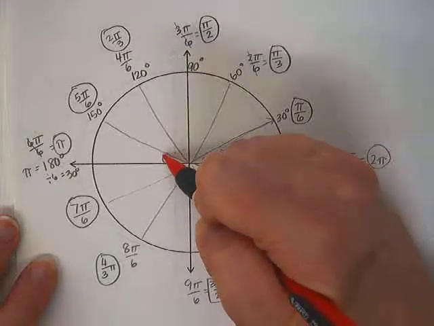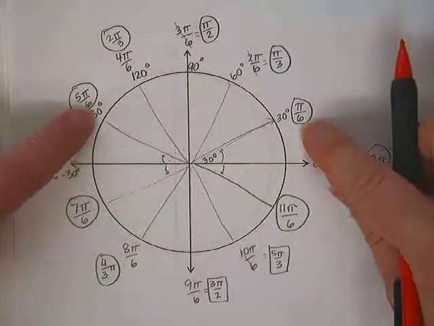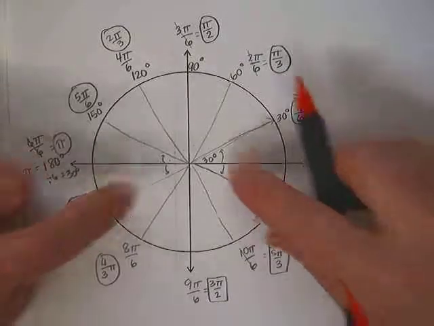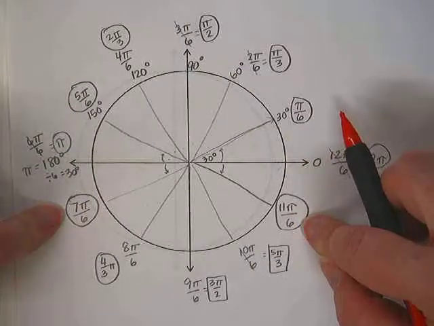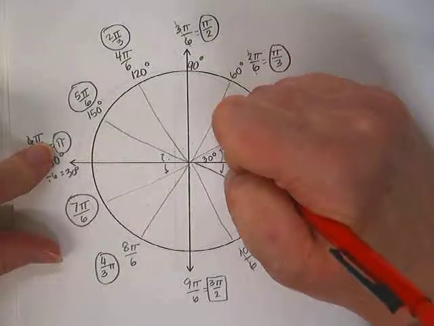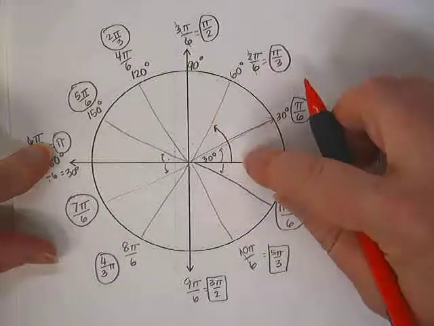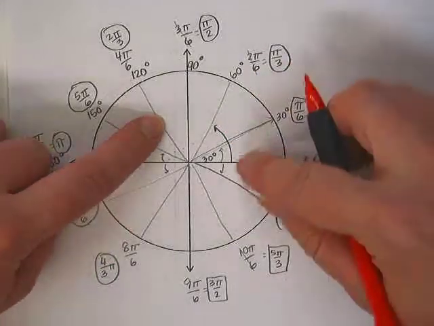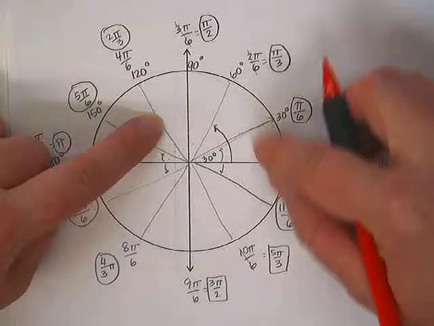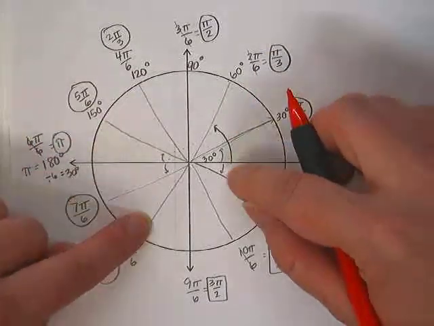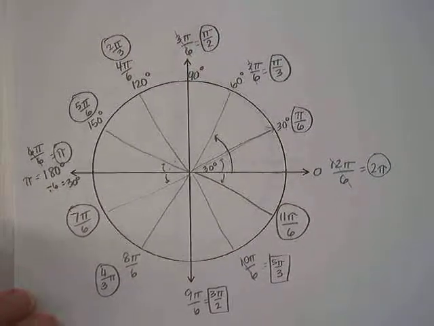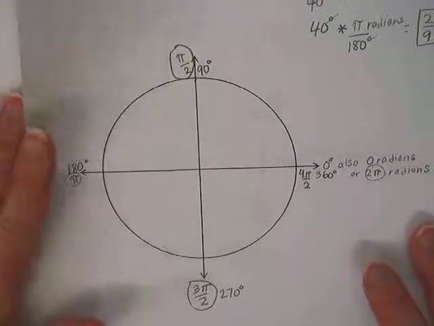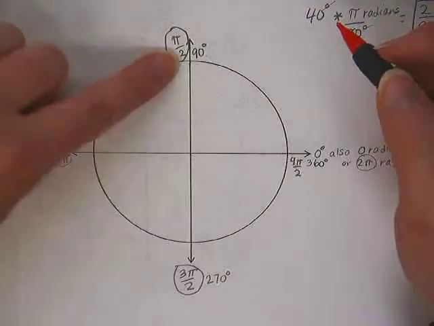So there are those particular angles every 30 degrees around the circle. Notice how every time you have an angle that's 30 degrees away from the x-axis, the bottom number is a 6. And that is a 30-degree angle away from the x-axis. The radians is a pi sixth. Anytime we have an angle that's 60 degrees away from the x-axis, it's a pi thirds. So we have pi thirds, and 2 pi thirds, and 4 pi thirds, and 5 pi thirds.